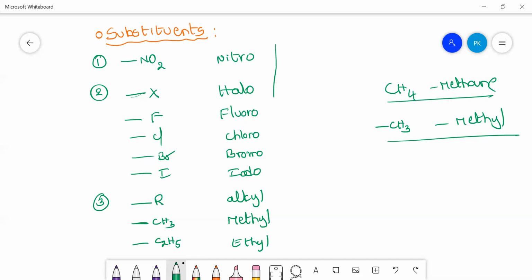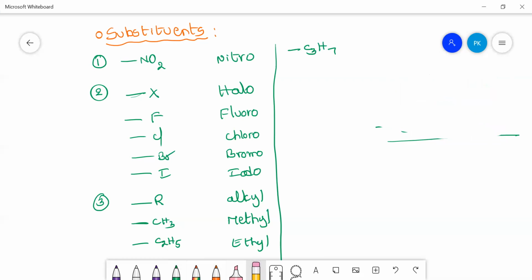Okay, next, C3H8 is propane, and C3H7 is called propyl. Okay, like that, any substituent name you can write. But in propyl, we again have n-propyl and isopropyl, 2 types, students. So they come under complex substituents. We will discuss that again later.